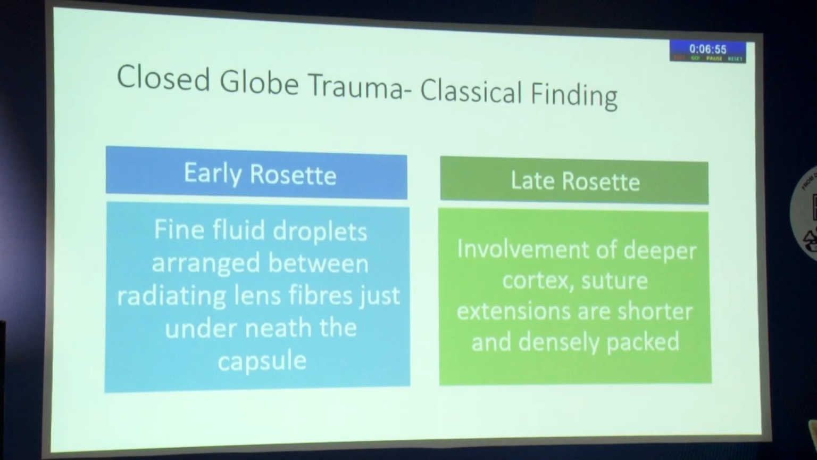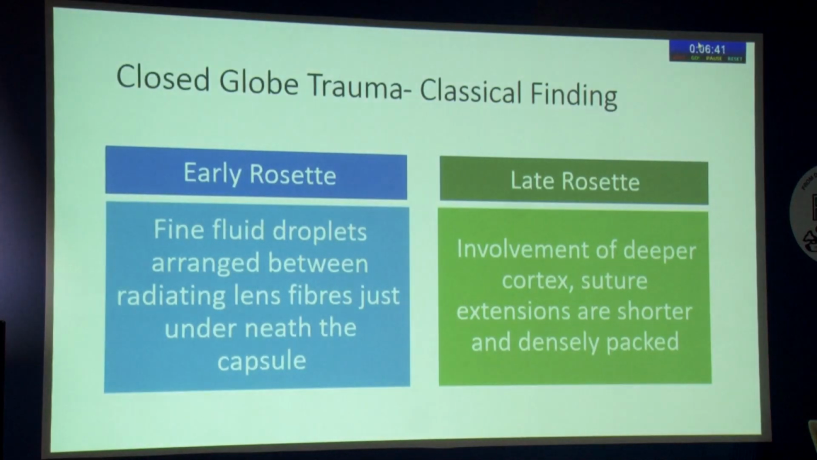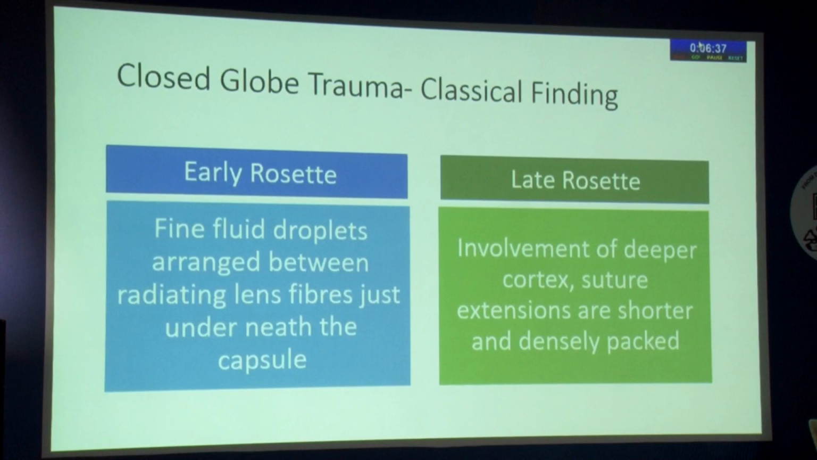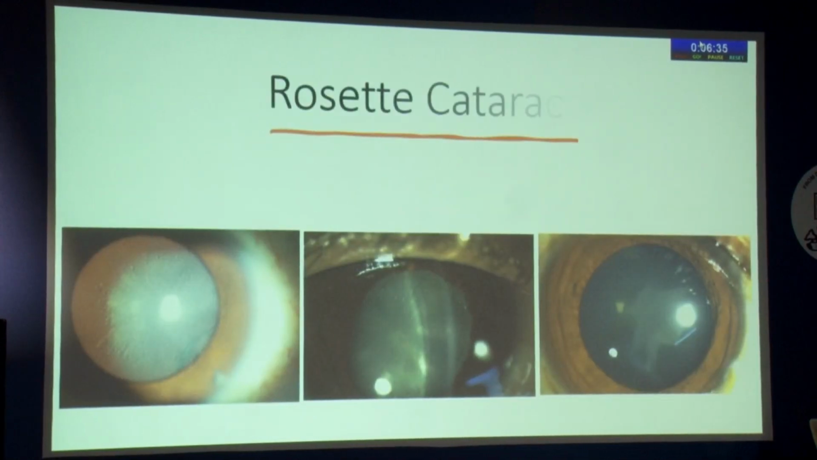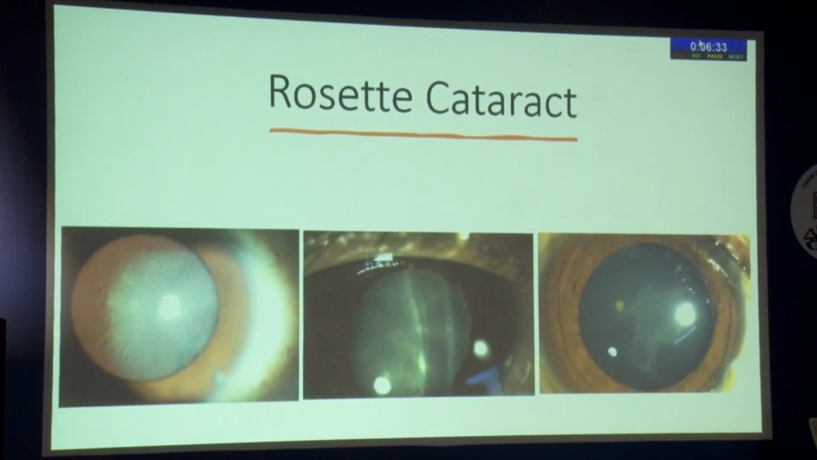In closed globe trauma, the most classical finding is rosette cataract. Early rosette is when fine fluid droplets are arranged between the radiating lens fibers just beneath the capsule, whereas the same opacified particles, when they get impacted deeply within the suture layers, become the late rosette cataracts. These are most commonly seen but not always seen. So here you can see the early and the late rosette cataracts.